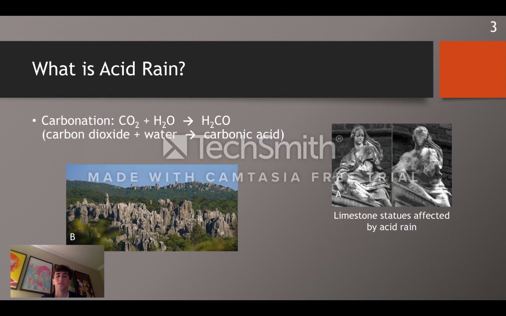Figure B above shows acid rain's effects on limestone, creating small mountain-like landscape.